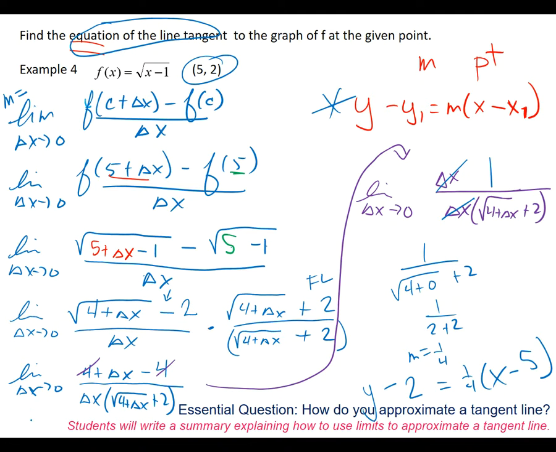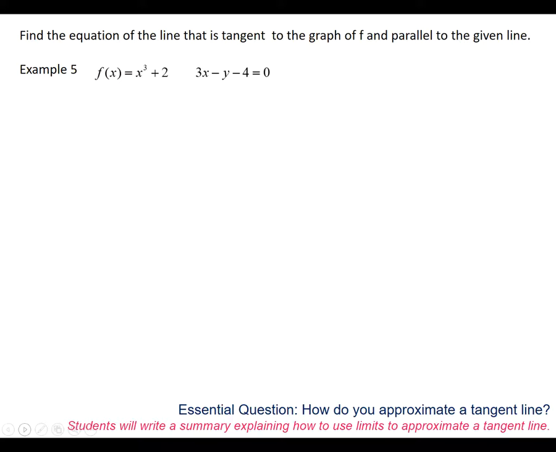Alright. We'll try another one. Let's look at what the instructions are telling us. It's a similar problem, but not exactly the same. Okay. So they want the equation of the tangent line again. This time they give us an equation, and they say they want it to be parallel. What does it mean to be parallel? Okay, so we need to find the same slope, right?